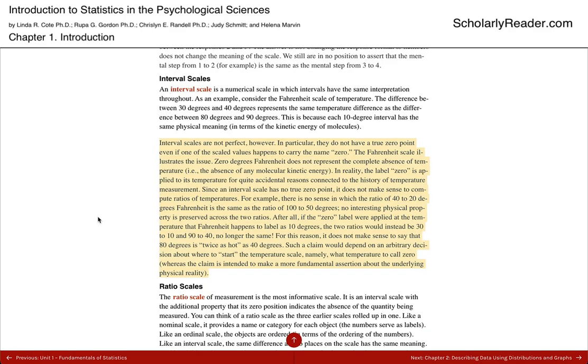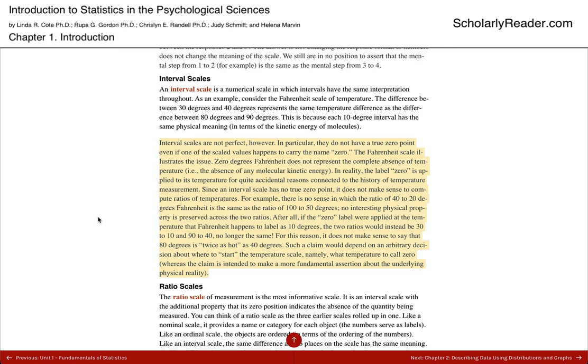Interval scales are not perfect, however. In particular, they do not have a true 0 point, even if one of the scaled values happens to carry the name 0. The Fahrenheit scale illustrates the issue. 0 degrees Fahrenheit does not represent the complete absence of temperature, i.e., the absence of molecular kinetic energy. In reality, the label 0 is applied to that temperature for quite accidental reasons connected to the history of temperature measurement. Since an interval scale has no true 0 point, it does not make sense to compute ratios of temperatures.